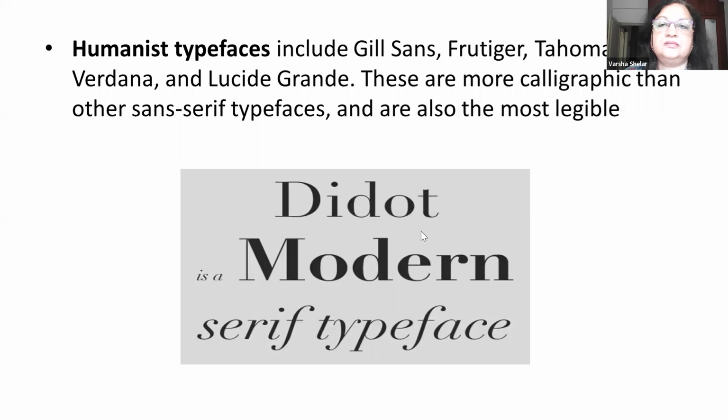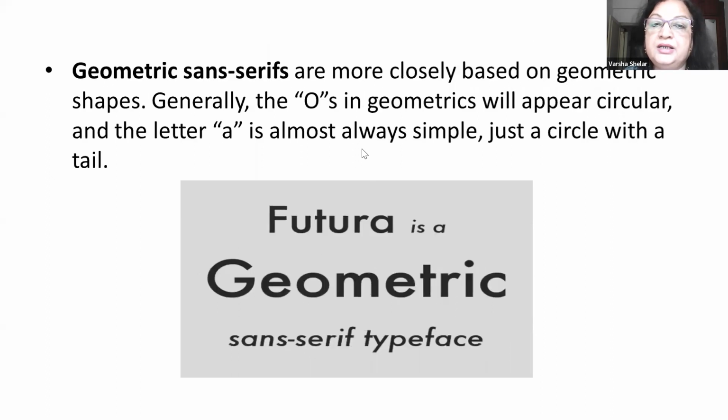So, humanist typefaces. I think there is a mistake here. Okay, so Gill Sans, Frutiger, Tahoma, Verdana are considered to be the humanist typefaces. You can check them out on your own. Like Gill Sans also. Now these were named again by the designers who actually designed these typefaces, right?